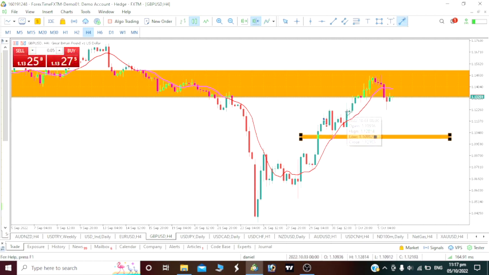So I will be seeing here a pullback on this 4-hour time frame. I'll take here like an impulse move, a correction here, then again an impulse move. So we should see this correction happen at this level, which we are currently at now. So after this level, we are on a bullish move again on GBP USD.